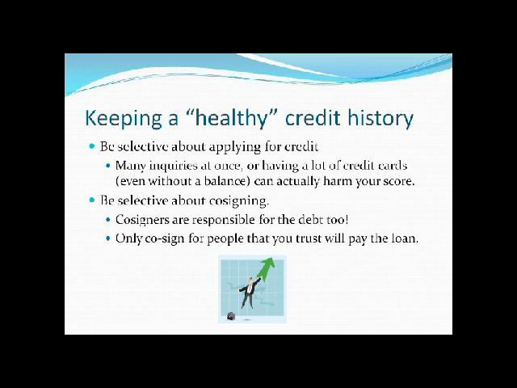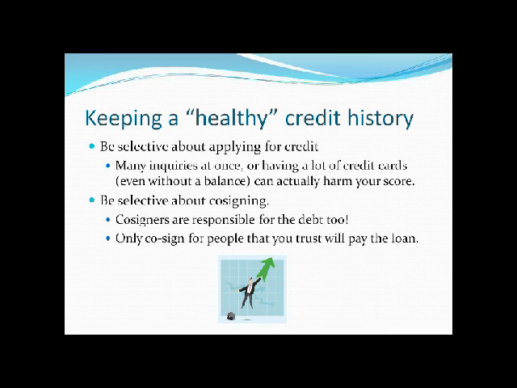Our next tip is being selective about applying for credit. As we've seen, having many inquiries at once or having a lot of credit cards, even without a balance, can actually harm your score. So, evaluate every application for credit very carefully, and think twice before applying for that pre-screened credit card offer that you receive in the mail.